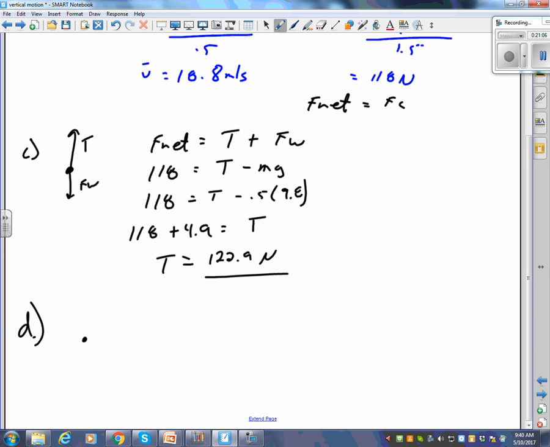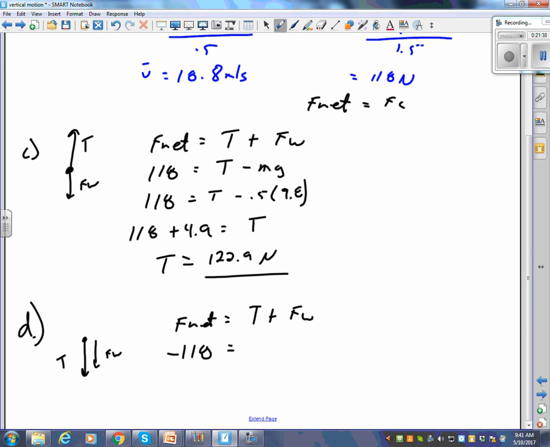At the top, tension is down. Weight force also down, right? F net is equal to tension plus weight force. The only thing that changes here, that differs, is the direction. And that net force, that 118 of centripetal force, is now what direction? It's down.